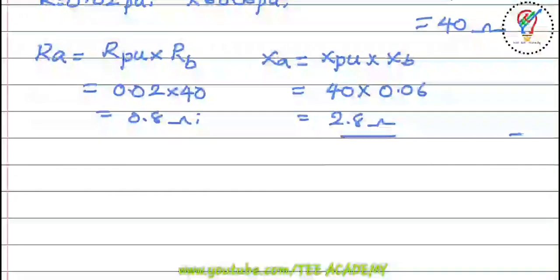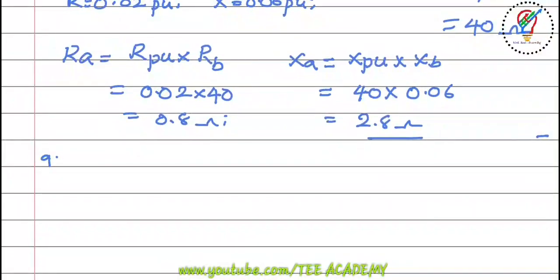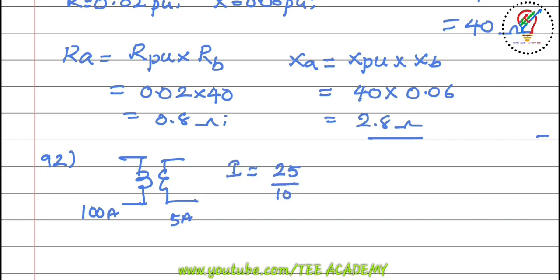So let's take the 92nd question here. This is a transformer, similar to the earlier one. Here 105 amperes, 100 amperes, and 5 amperes are given. The current transformer's overcurrent relay pickup current is 25%. First of all, what is the current? I is nothing but 25 by 100 into the actual rating, which is 5 amperes. So it is 1.25 amperes.